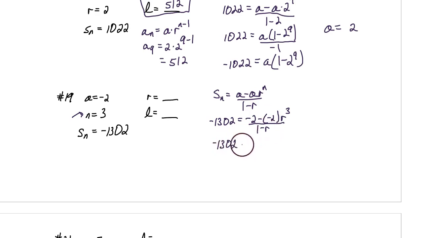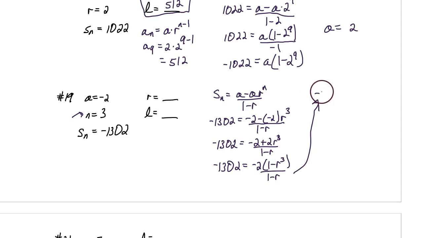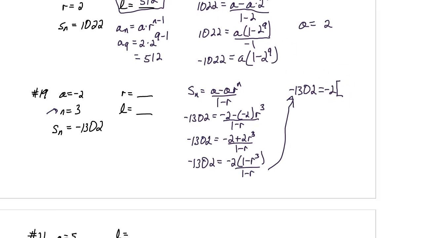Let's simplify the right-hand side. This is negative 2 plus 2r cubed over 1 minus r. And that factors. We can factor out a negative 2, leaving 1 minus r cubed over 1 minus r. 1 minus r cubed is a difference of cubes, which we studied in our chapter about factoring. So let's factor that difference of cubes. Let's go up here and do that. We have negative 1,302 is equal to negative 2 times, and now we're going to factor the difference of cubes.